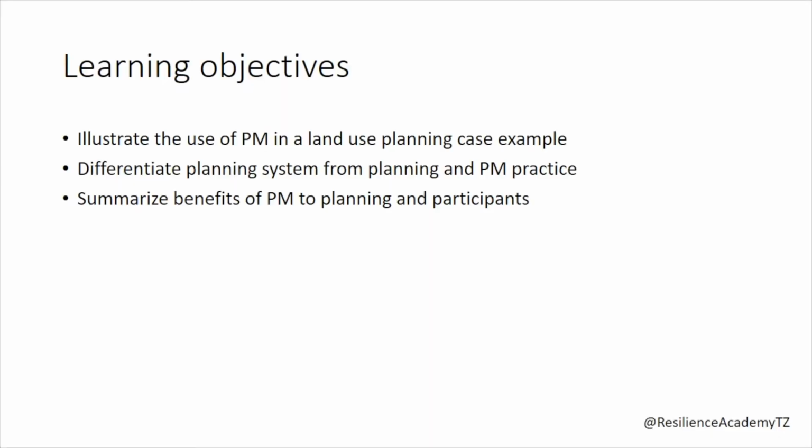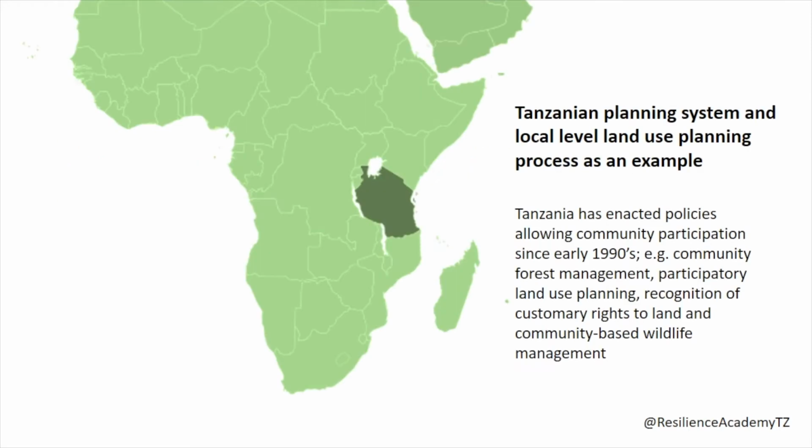After this lecture, you will be able to illustrate the use of participatory mapping in a land use planning case example, differentiate planning system from planning and participatory mapping practice, and finally summarize benefits of participatory mapping to planning and to the participants. The case example is from Tanzania in East Africa.